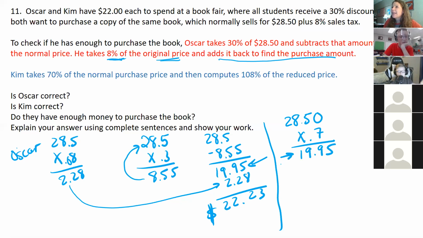So then it says Kim computes 108% of this number. Why would she do that? Because of the sales tax. Plus 8% tax. Right. So when you go to the cash register at Walmart, they charge you 100% of the price of whatever you're buying plus 8% or whatever, which is 108%. So then Kim, when she multiplied, she got $21.55. So they don't agree. So who's right? Is it Kim or is it Oscar?